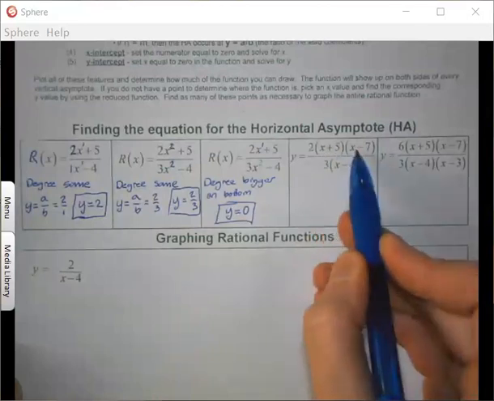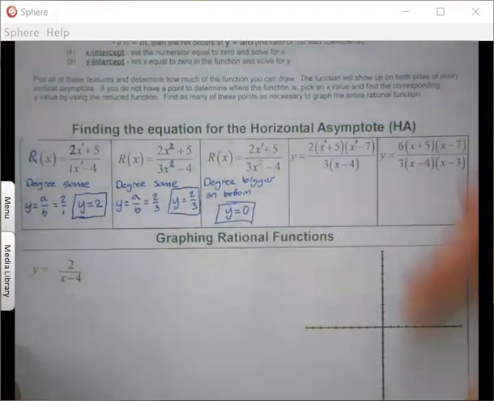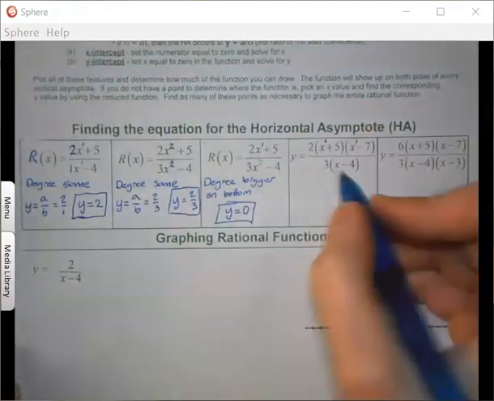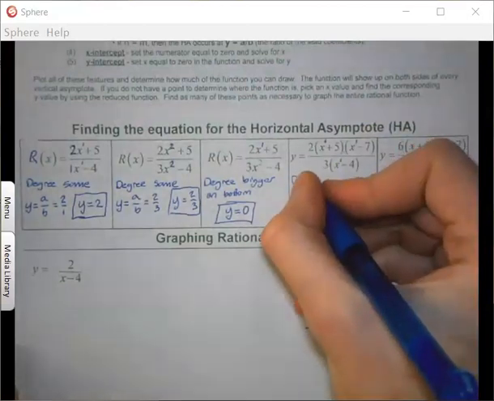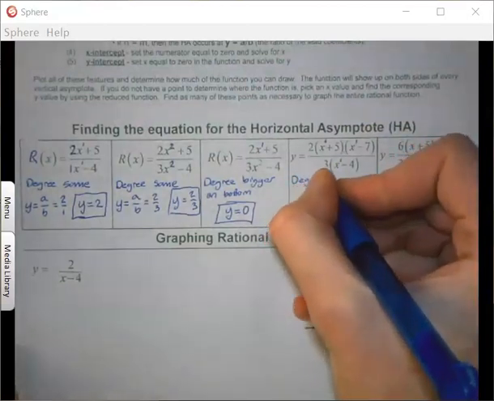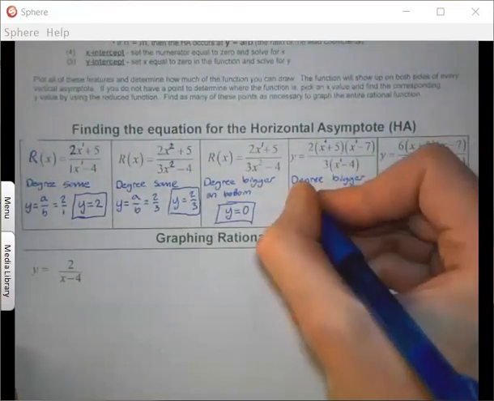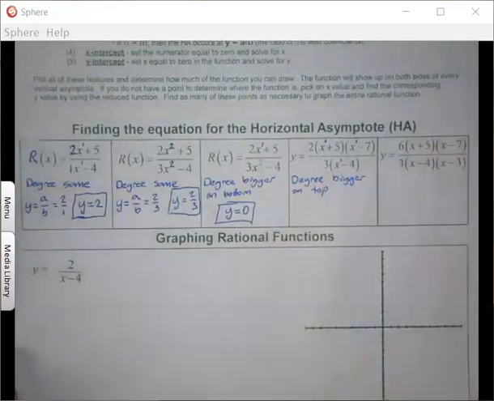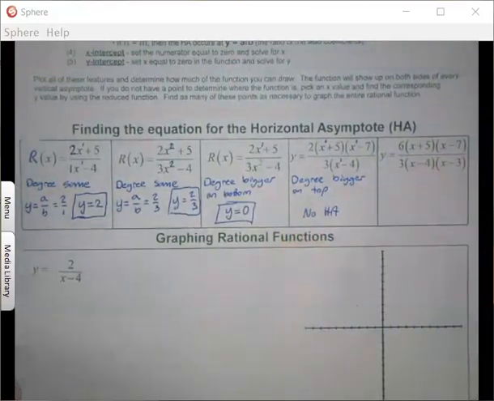In this case, x times x is x squared. Another way to say it is first degree makes a second degree. On the bottom, we only have a first degree. So in this case, the degree would be larger on the top. When the degree is larger on the top, for now we're going to say no horizontal asymptote. We will deal with the slant asymptotes later.